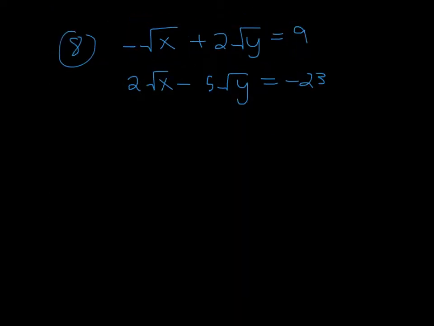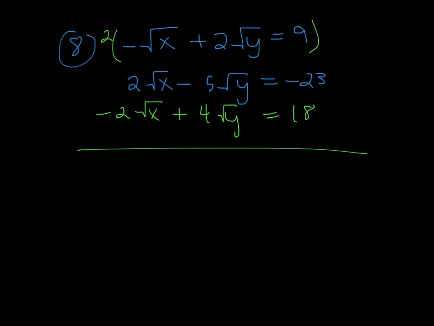So same thing on this one. I'm going to choose to eliminate the x's this time. And to do that, I'm going to multiply the top equation by 2, which is going to give me -2 root x plus 4 root y equals 18. Then I'm going to add my two equations together.